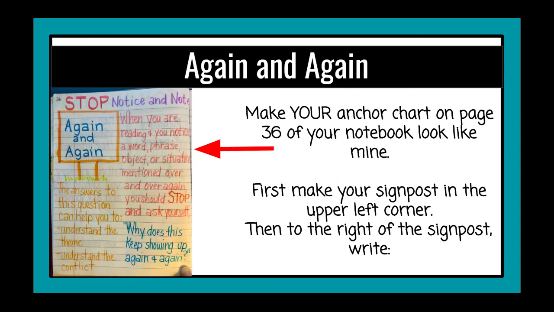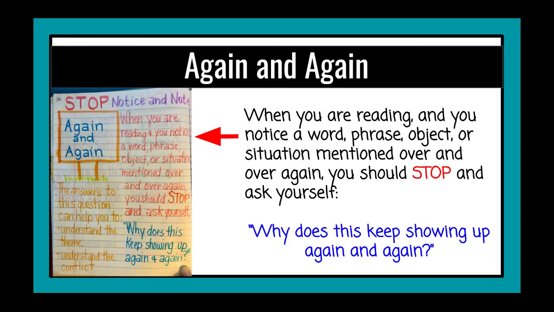Then, to the right of the signpost, you'll write, when you are reading and you notice a word, phrase, object, or situation mentioned over and over again, you should stop and ask yourself, why does this keep showing up again and again? Let me read that to you one more time.